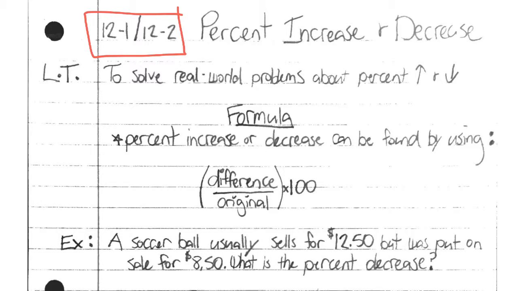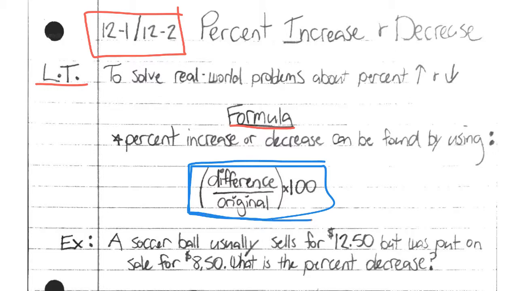So our learning target today is that we are going to solve real world problems about percent increase and decrease. You're going to learn two formulas today. The first formula is to find percent increase or decrease. You use this formula. It is difference over original times 100. You're just writing it down for now, and then you'll understand it here in a second when we do an example, but it's super important that you know this.